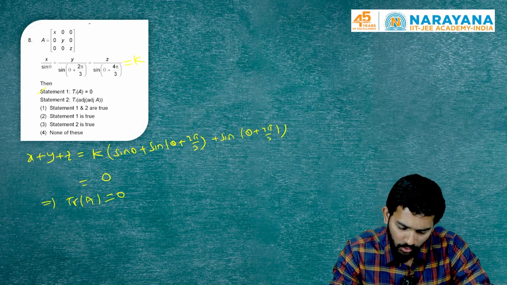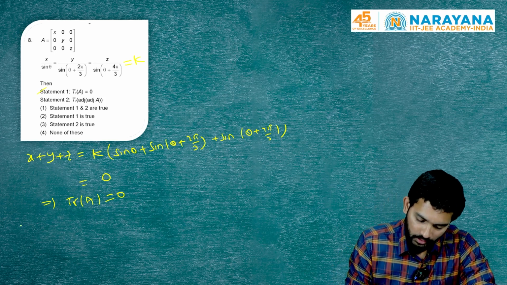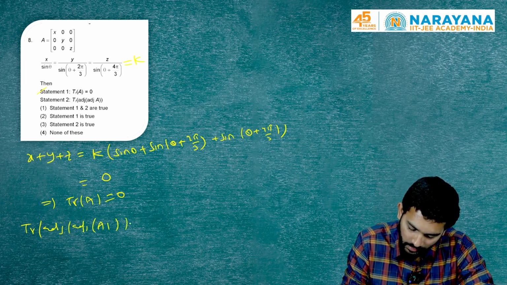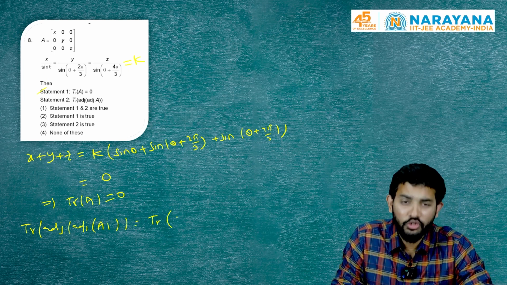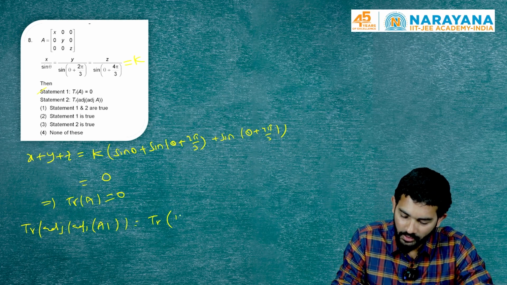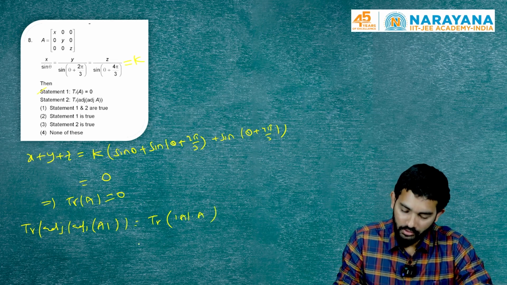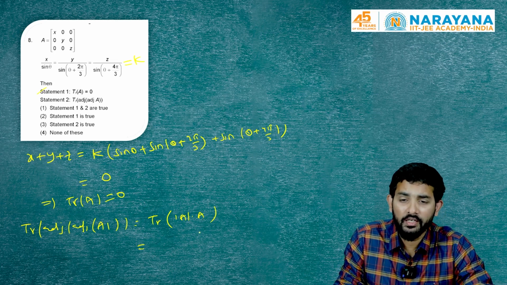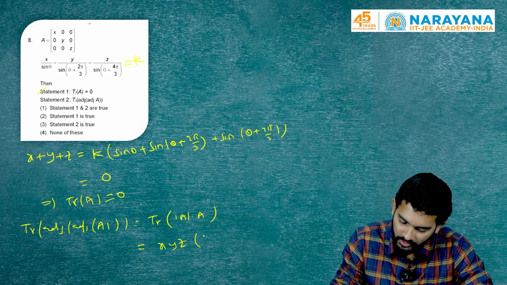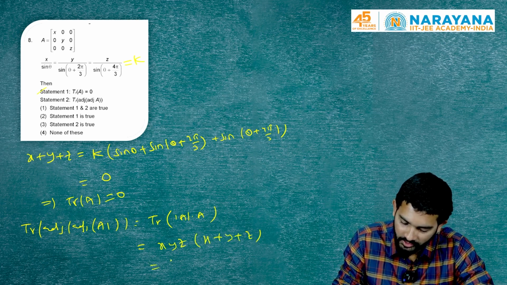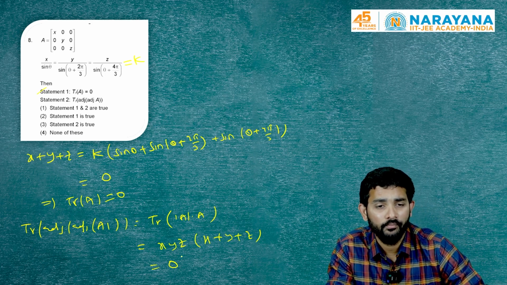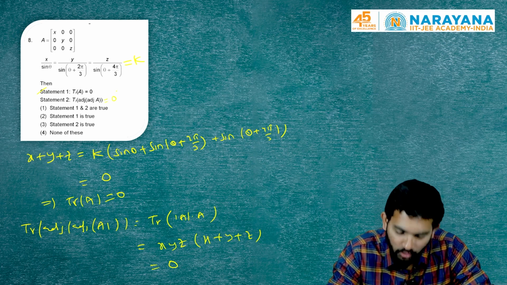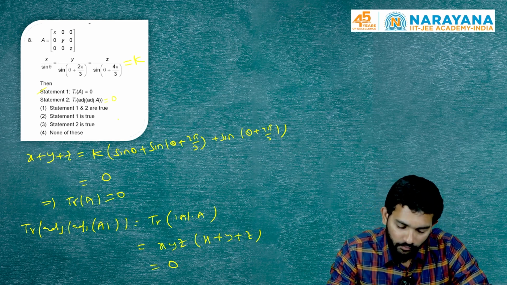If you go to statement 2, trace of adjoint A. The property will be det A into trace of A. So det A is xyz, and trace of A is again x plus y plus z. So this will be xyz into x plus y plus z, which is again 0 because x plus y plus z is 0. So for statement 2, it must be given that trace of adjoint A equal to 0. So both the statements are true.